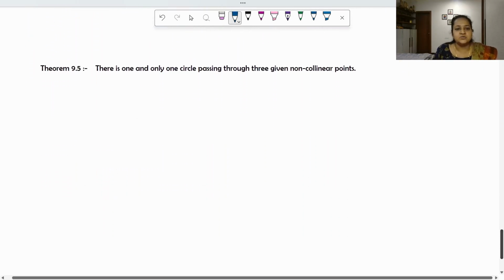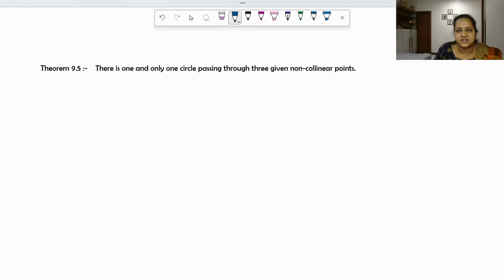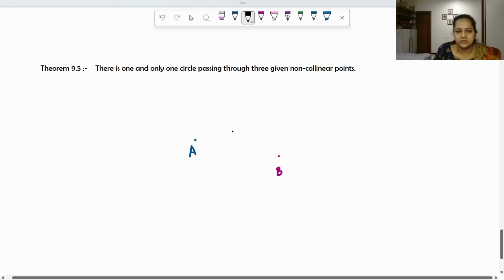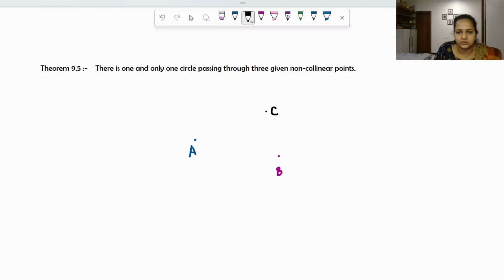The next theorem is: there is one and only one circle passing through three given non-collinear points. Here you don't need to prove it, you just need to remember. And what does this actually mean? Suppose we have 3 points. Anywhere you can take, the only condition is they are non-collinear. I've taken points A, B, and let us take point C somewhere here. These are my 3 points. Now we want to check, will there be a circle that can pass through all the 3 points, right? So which property do you think is going to help us to prove it?